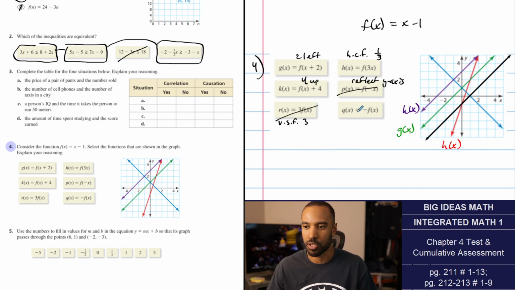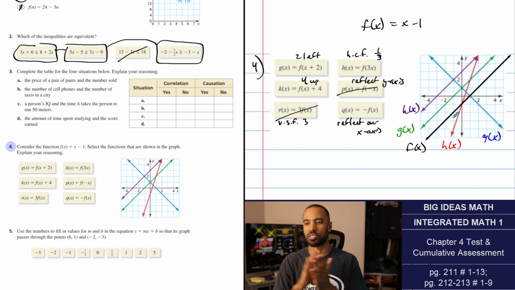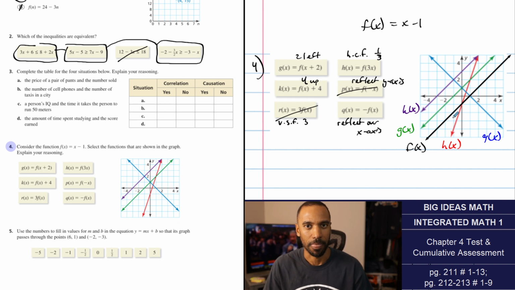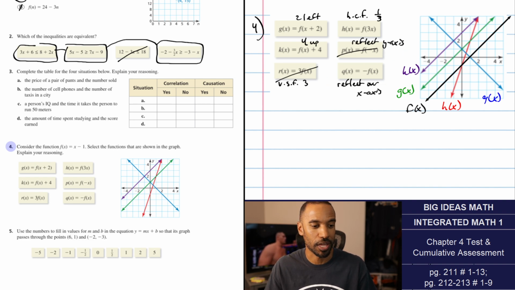Hopefully this last one's on here. Q of x is negative f of x. This is reflecting over the x-axis. That means the y-intercept also flips over as well as the slope. So you see what's in black here. I think that's in blue, reflecting over the x-axis. Boom, I'm going to call that one my q of x. So I think all of them are now labeled because this was the original f of x, and that seems to work out to me. These other ones didn't really apply. It scared me for a bit. I thought they all had to match up, and I didn't see one.